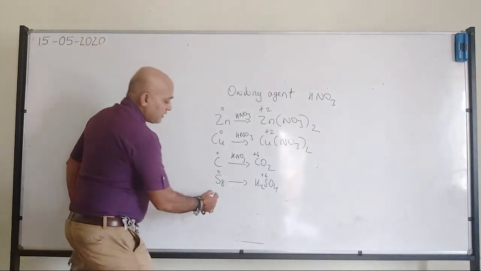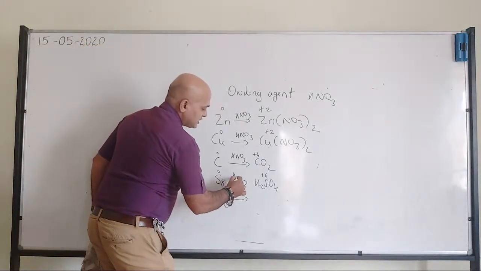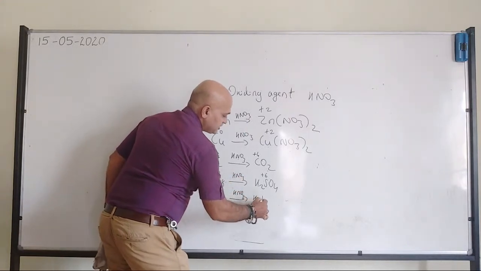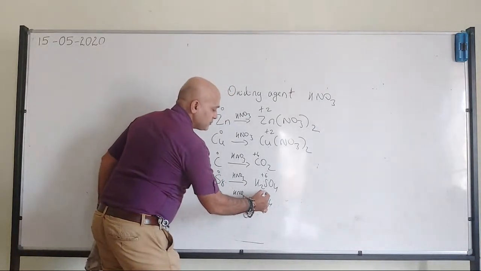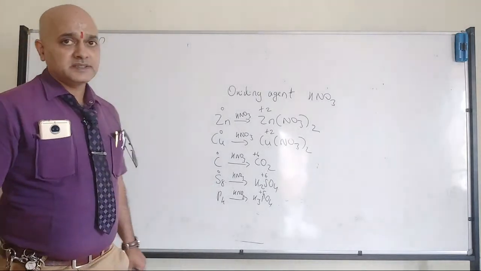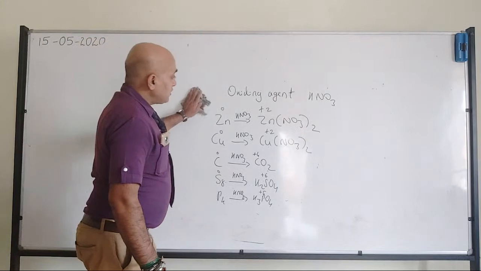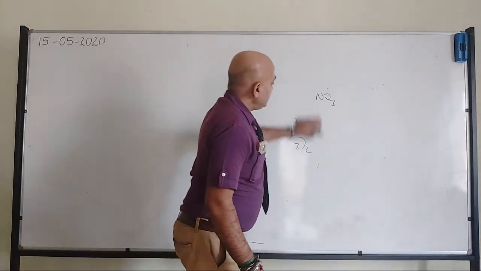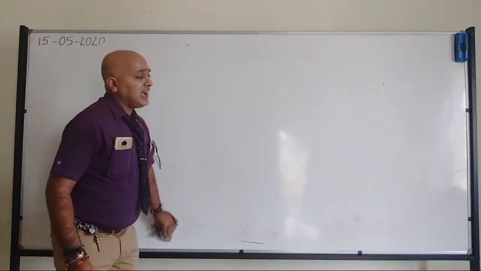Same way, if I take phosphorus, that is white phosphorus, and treat it with HNO3, this white phosphorus will become H3PO4, that is orthophosphoric acid, plus 5, the highest oxidation state of phosphorus. So these are some of the reactions which talk about the oxidizing character of nitric acid, the oxidizing nature of nitric acid.